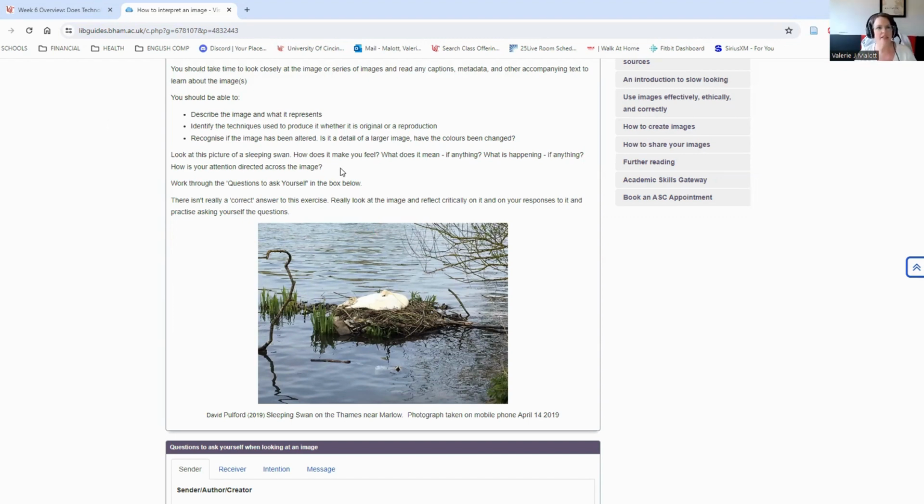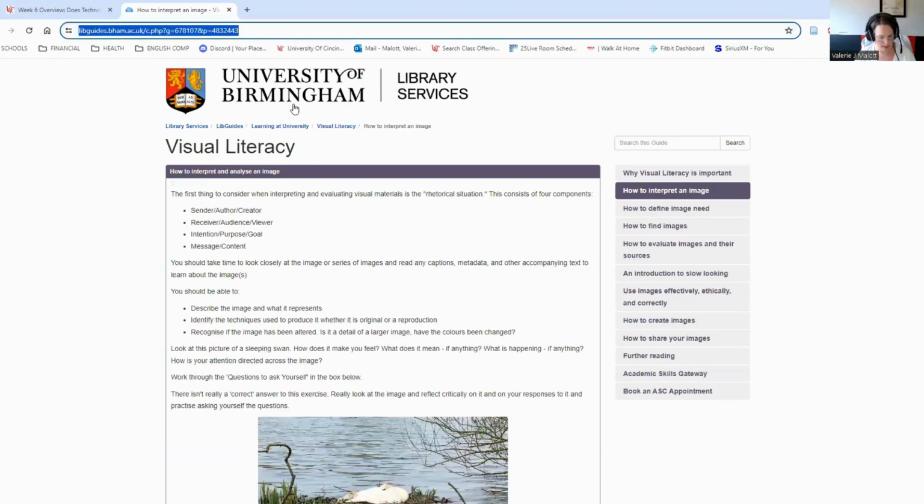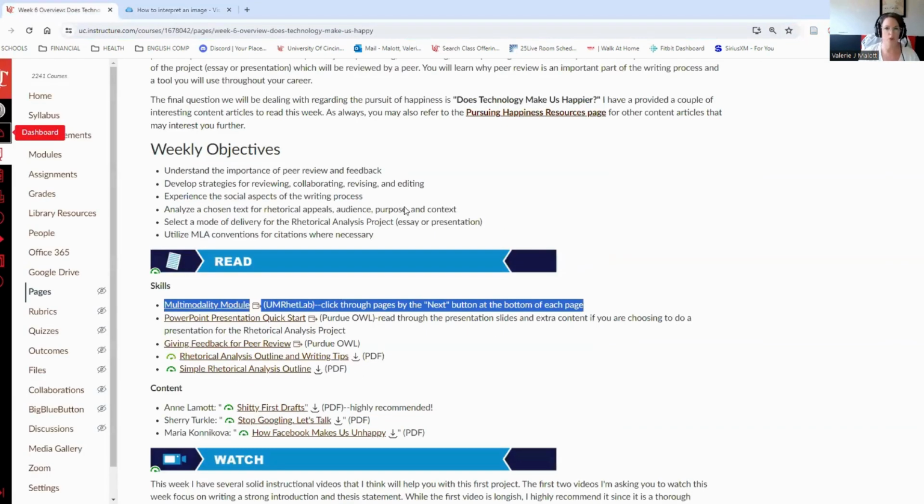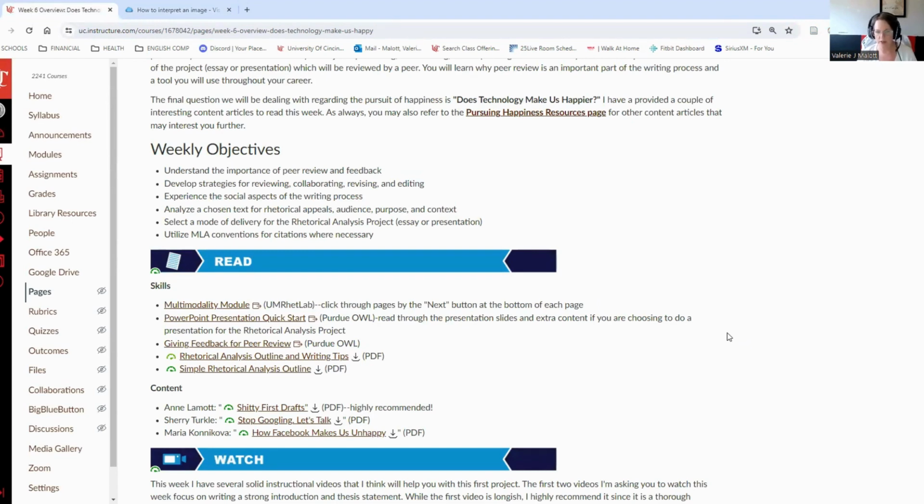So hopefully this clears up a few things. I will link this page in our week 6 overview, so that when I do the overview video, you'll actually see it there, and we'll know what I'm talking about. Okay, so multimodality and visual literacy, really important things when you are deciding to focus on something other than a printed essay or an article to do your analysis.